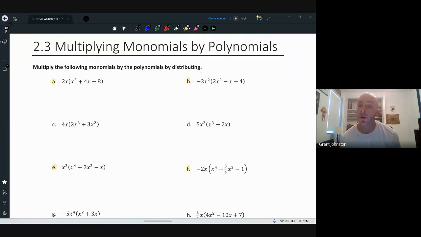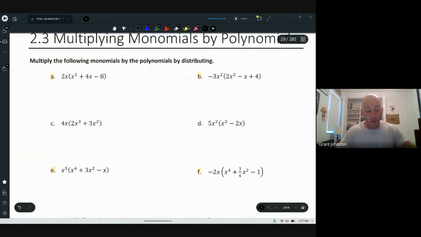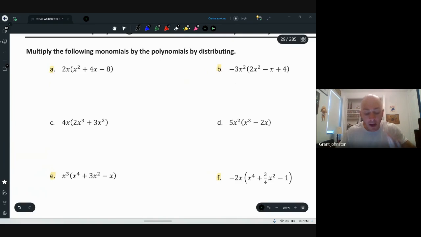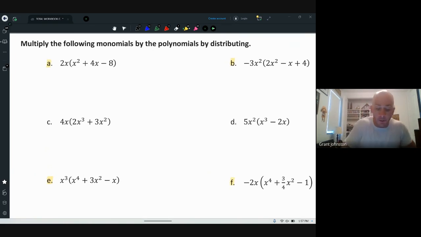Multiplying monomials by polynomials. So remember, monomials are just one term, and then we're going to multiply by larger polynomials, whether they're trinomials or binomials. We're going to multiply that. So here we go. Multiply the following monomials by the polynomials by distributing. Okay. So here we go.